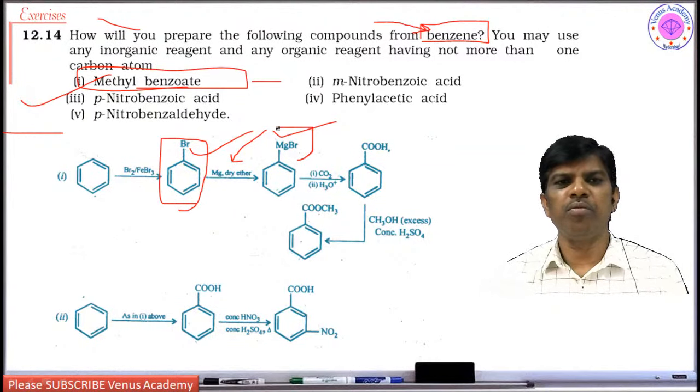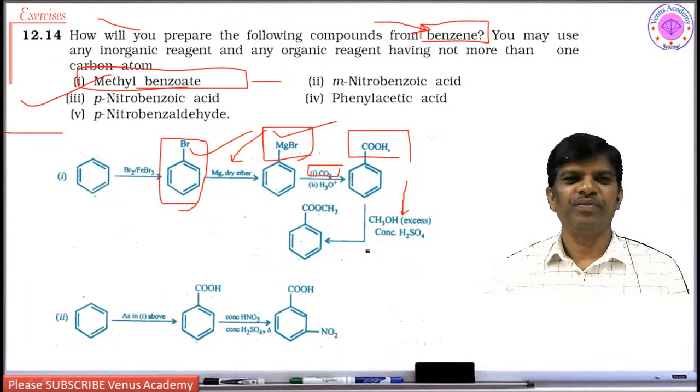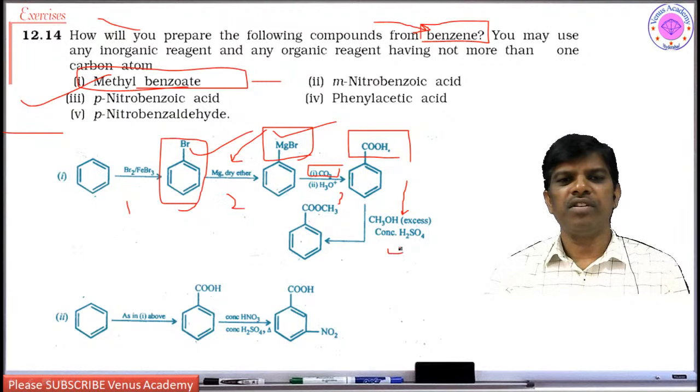This phenyl magnesium bromide, upon addition to carbon dioxide as dry ice, gives a carboxylic acid, that is nothing but benzoic acid. Benzoic acid, when I treat it with methanol, I am going to get the ester of benzoic acid, which is nothing but methyl benzoate. So how many steps? 1, 2, 3 and 4 steps. You are going to make methyl benzoate from benzene in 4 steps, right?